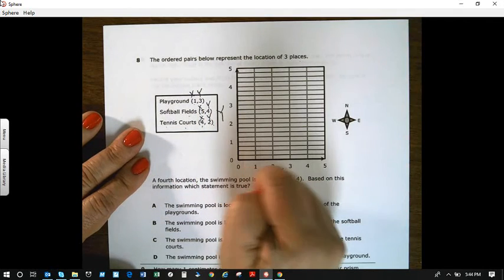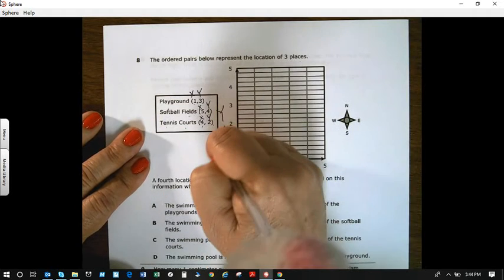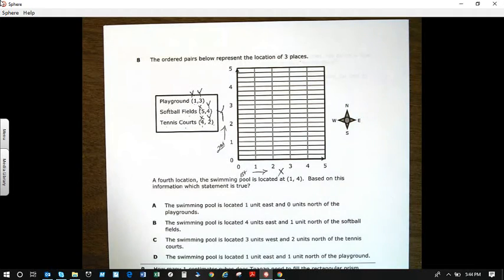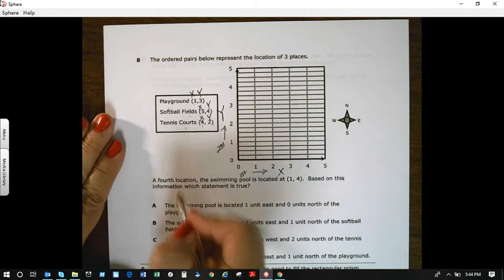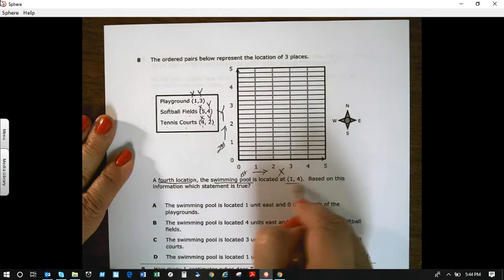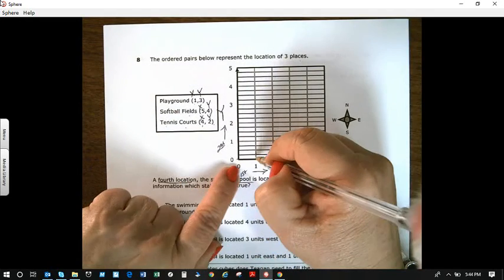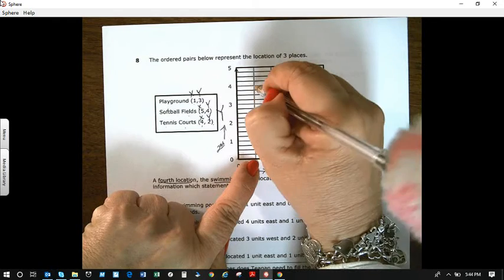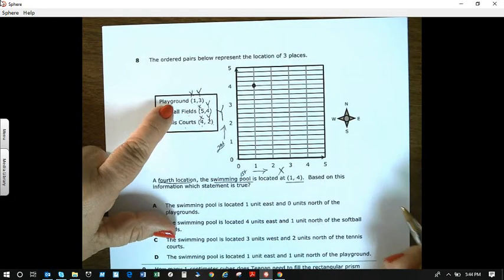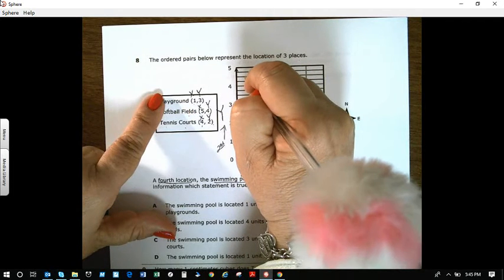So I'm going to go here first. Then I'm going to do this one second. It's going to help me remember. So if it's going to help you remember, you do the same thing too. So the 4th location, the swimming pool, is located at 1, 4. So I'm going to find my 1, start to the X over 1, and I'm going up to 4. I'm going to go ahead and plot the rest of them. So I'm going to write swimming pool here.